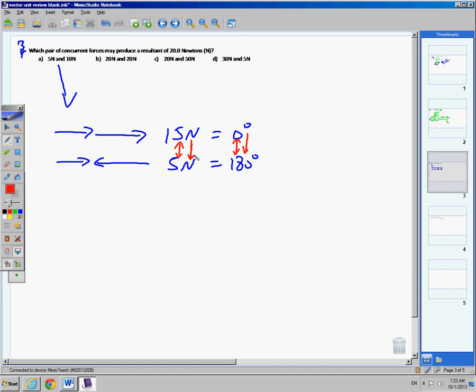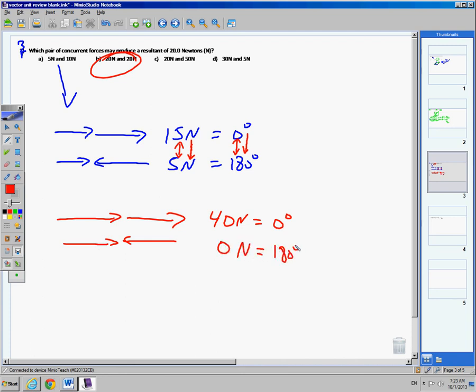So looking at this, I want to create a 20. The answer is going to be B, because 20 and 20 gives me a max of 40, and that's at 0 degrees, or 40 newtons. And 20 and 20 going opposite directions gives me a minimum of 0 newtons. And that's at 180 degrees, and I know that 20 is in between 0 and 40.